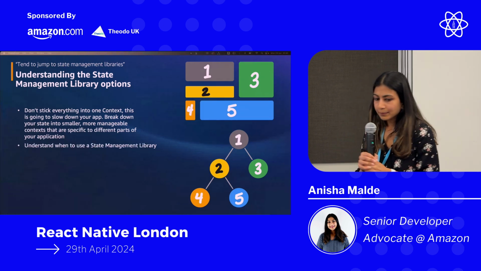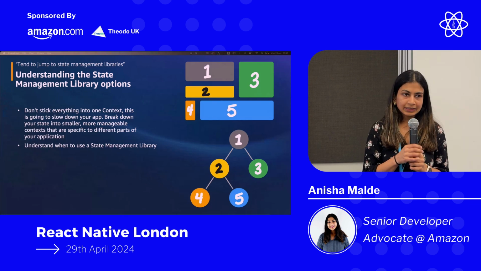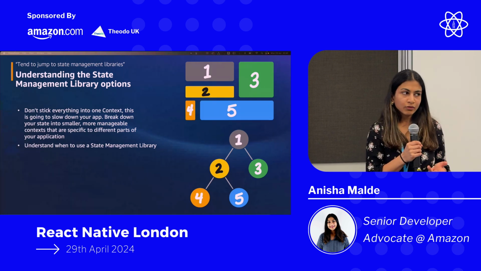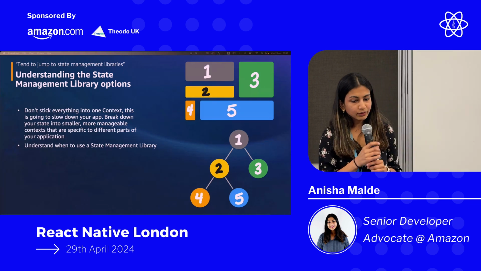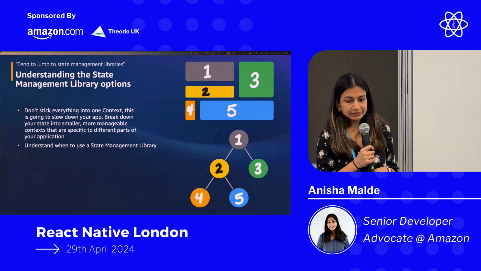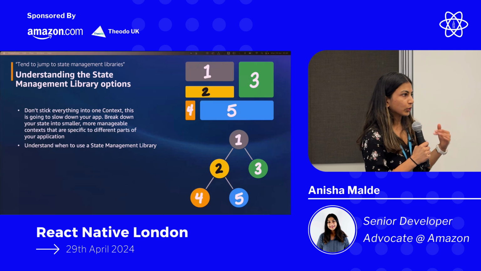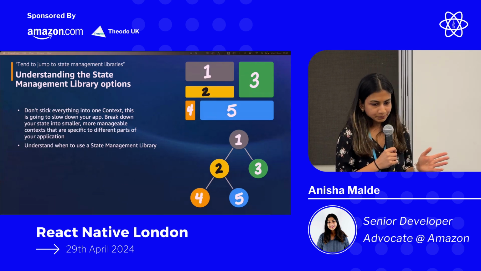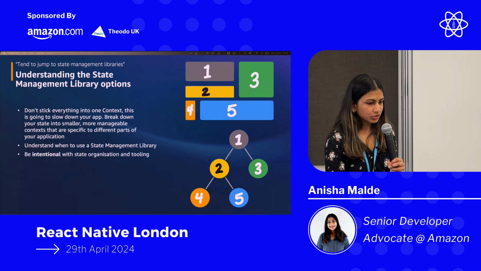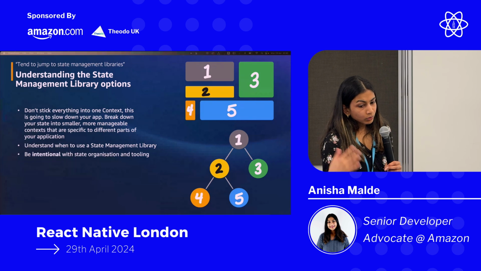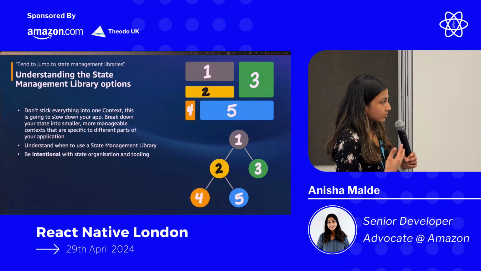Not every app needs a state management library. Evaluate your specific need. For example, that could be complex data flows, large amounts of shared data, or you just need middleware. But find a need before you decide to implement the library. And then finally, be intentional with your state management options and tooling.